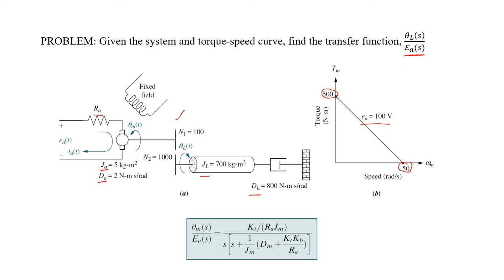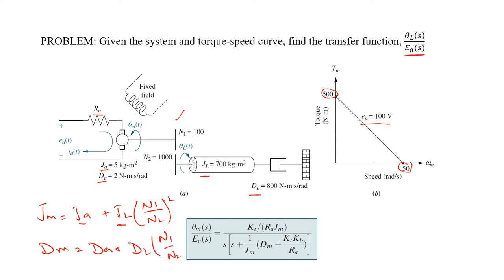We have already seen that JM equals JA plus JL into N1 divided by N2 whole square. So we will just put the values of JA, JL, N1 and N2 here. And similarly, we can also find DM, which is DA plus DL times N1 divided by N2 whole square. By putting the values, we have found JM to be 12 and DM to be 10.